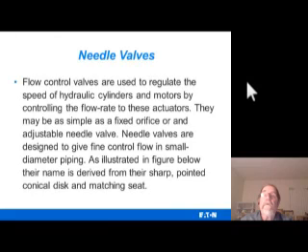Now, needle valves or flow control valves are used to regulate the speed of hydraulic cylinders and motors by controlling the flow rate to these actuators. It may be as simple as a fixed orifice or an adjustable needle valve. Needle valves are designed to give fine control of flow in small diameter piping. As illustrated below, the name is derived from the sharp pointed conical disc and matching seat.